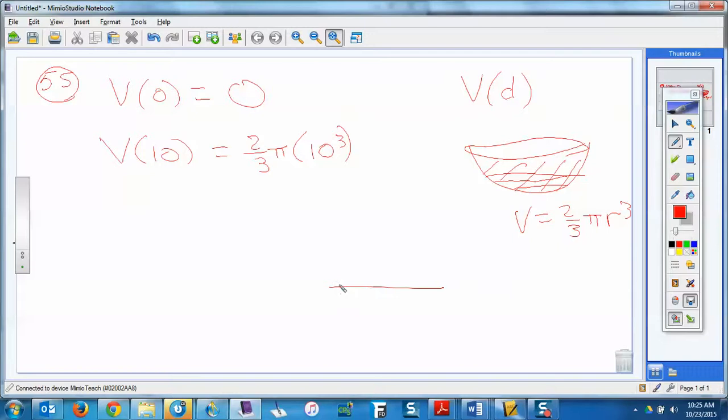Now, if you had something like this you were pouring water into, that would be a concave down situation, right? Every inch that it goes up, you'd be getting a little less.